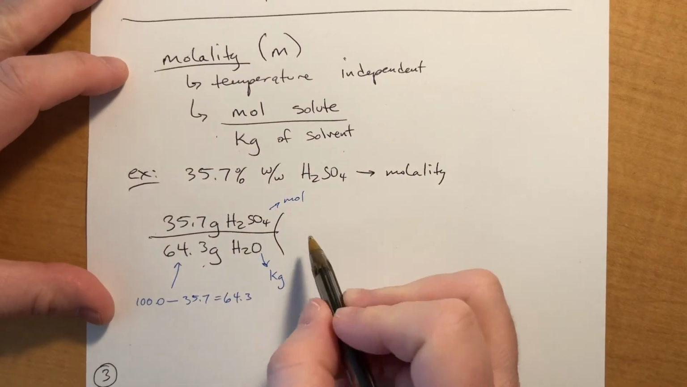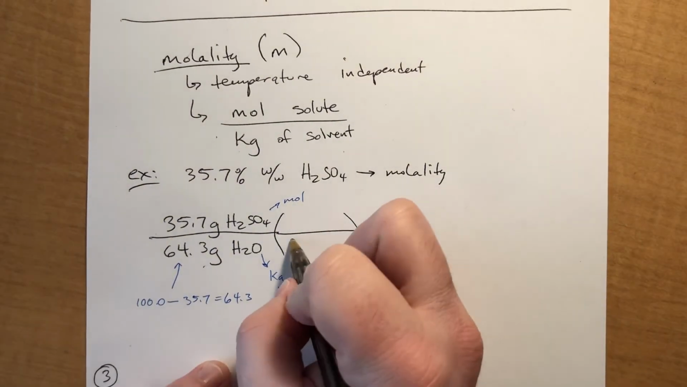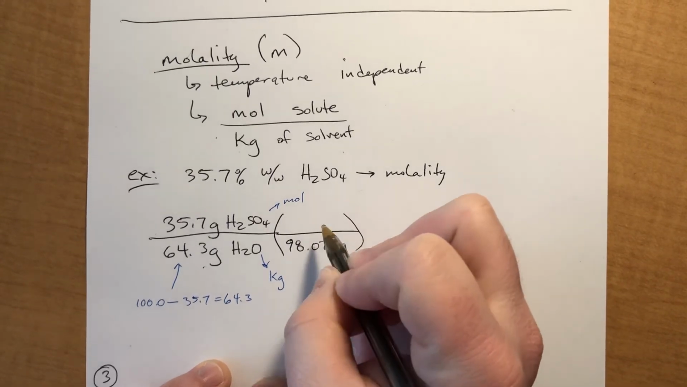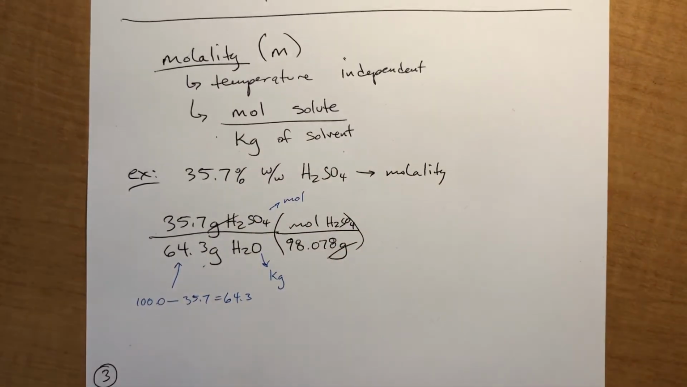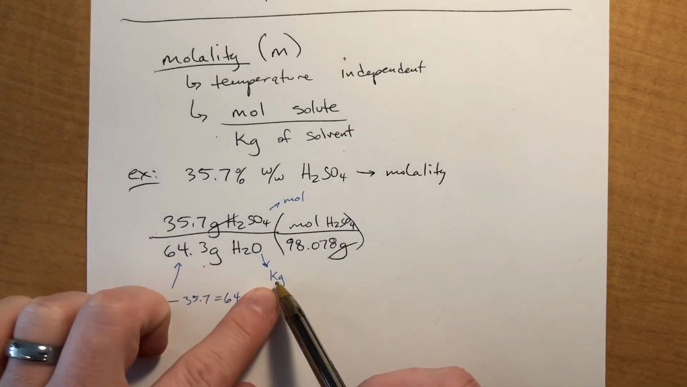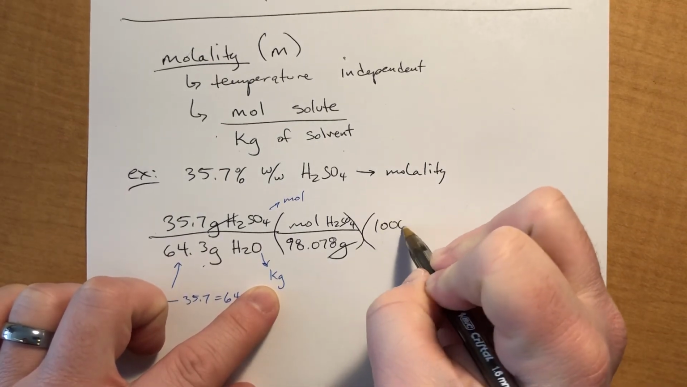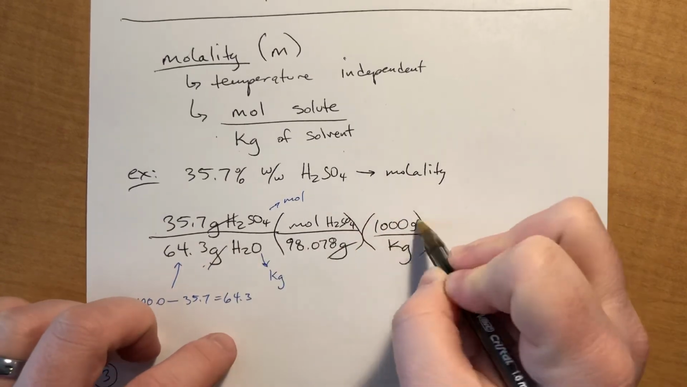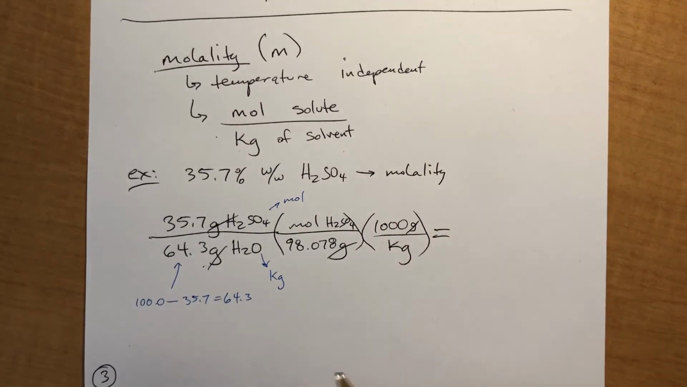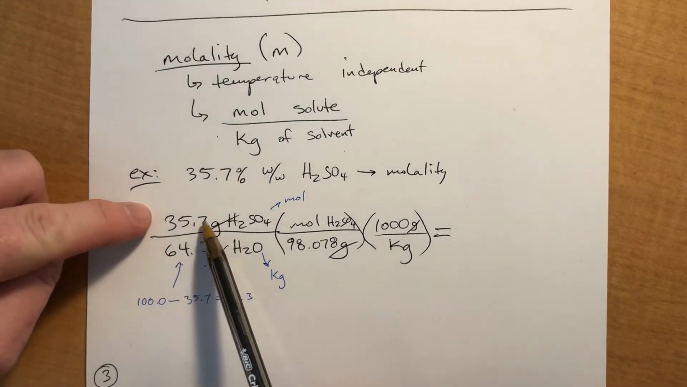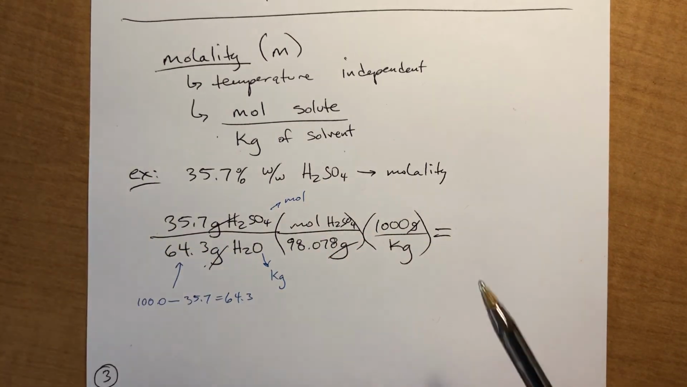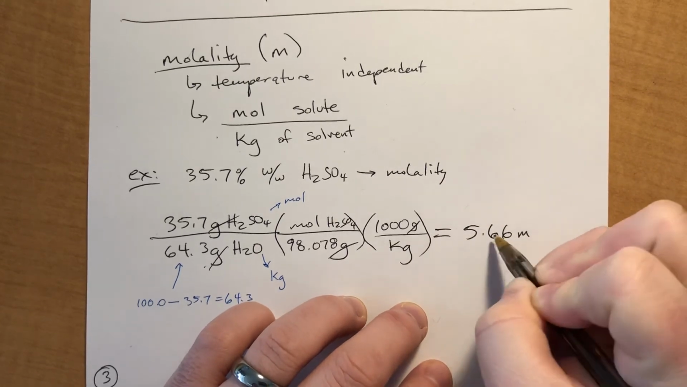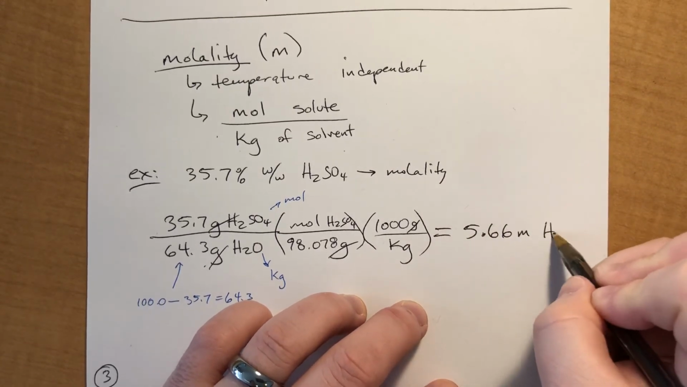Converting from grams to moles is going to be exactly the same. We already figured that number out in the last video. It's 98.078 grams per mole of H2SO4. That feels exactly the same as the last problem. The next step is we need to convert from grams to kilograms. We need kilograms on the bottom, so there are 1,000 grams in a kilogram, and that's literally the entire process. In some ways, this almost feels a little bit easier. If you take 35.7 divided by 64.3, hit equals, divided by 98.078, hit equals, times 1,000, hit equals, you get 5.66 molal H2SO4.